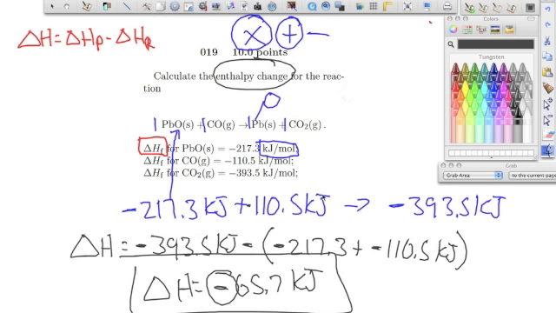Now, what this means, remember that if we have a negative value for our enthalpy change, that means it's going to be exothermic. It's giving off heat to the surroundings. If it was positive, we know it would be endothermic. It would be taking heat from the surroundings.